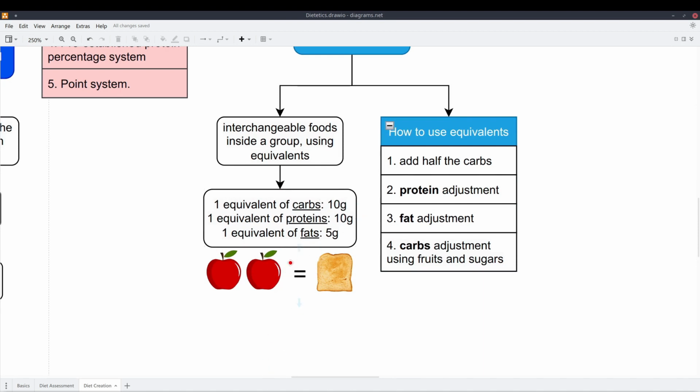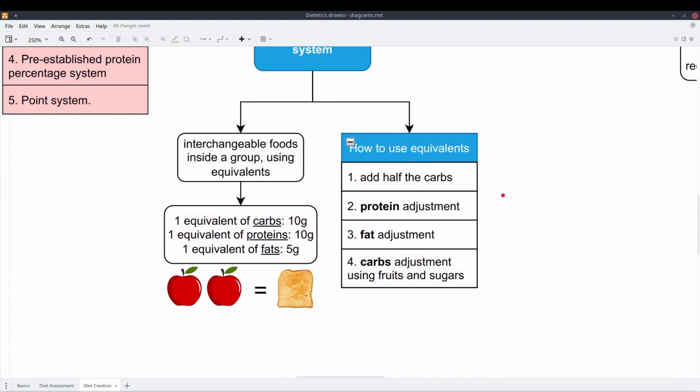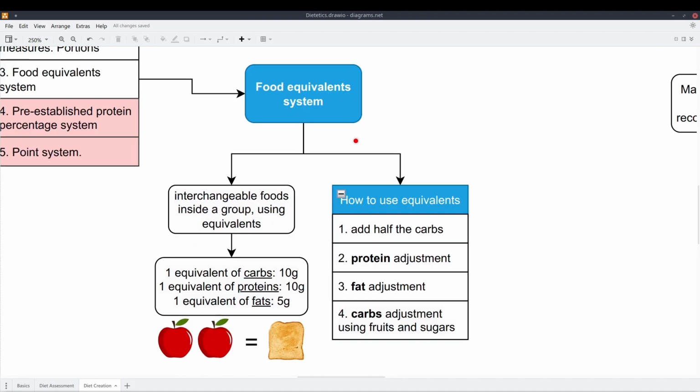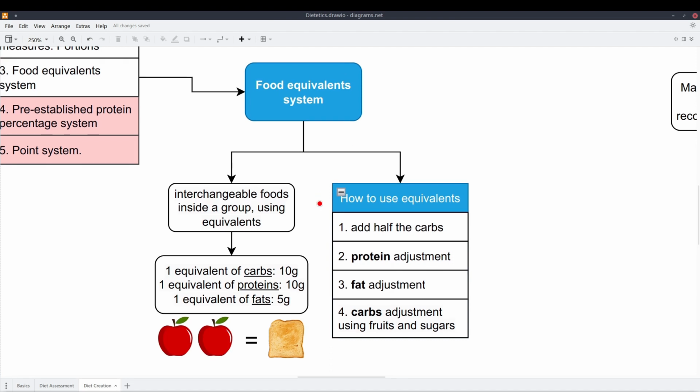carbohydrates. Therefore, I can choose to eat either the apples or the bread, because they are interchangeable foods inside the group of carbohydrates. And the same for proteins and fats. I hope you get the idea. How to use equivalents? Well, we first need to add half of the carbs. Then we adjust the protein. So protein first. Then we adjust the fat. And lastly, we adjust the carbohydrates using fruits and sugars. Indeed, this system is very easy to use and applicable to everyone. It's self-applicable, and one starts to really understand the composition of the food by comparing the equivalents.